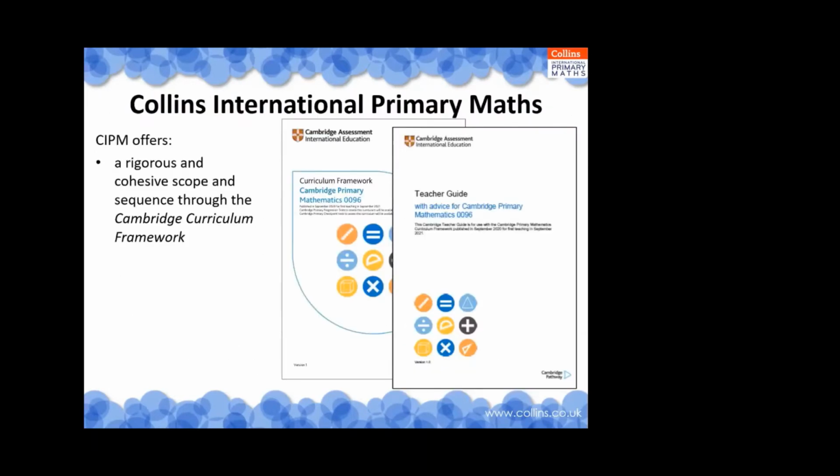So, how does the new edition of Collins International Primary Maths meet the requirements of the revised Cambridge curriculum framework? Firstly, Collins International Primary Maths offers a rigorous and cohesive scope and sequence, or mathematics scheme of work, through the revised framework from stages 1 to 6.